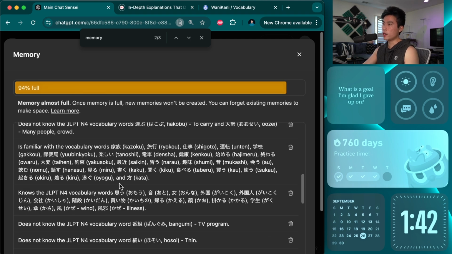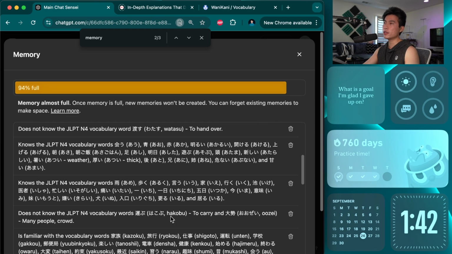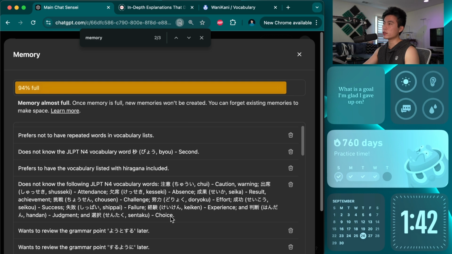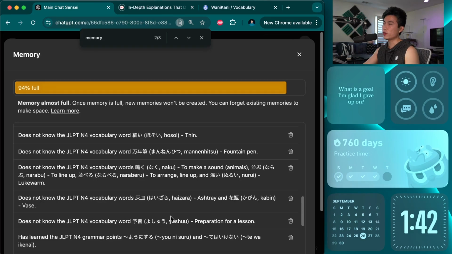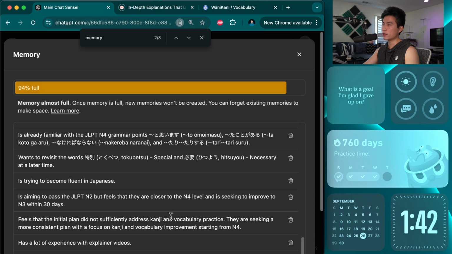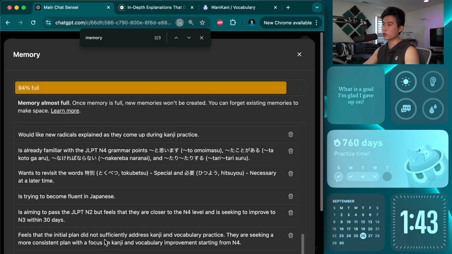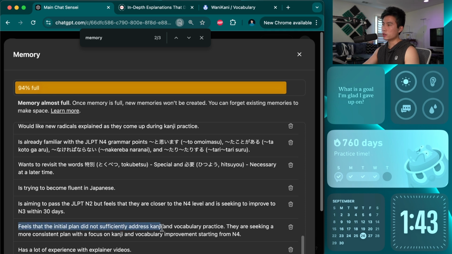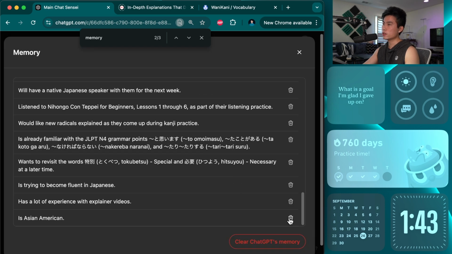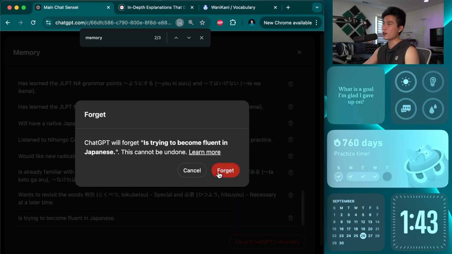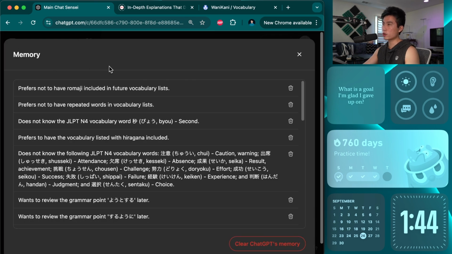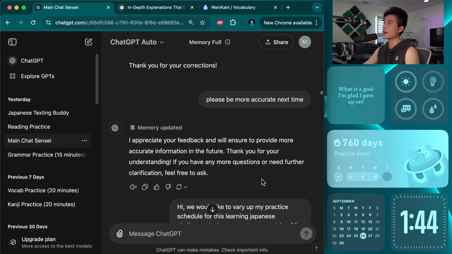Interesting. It seems to have put in all the words that I do know, which is really good, but it also seems like the memory is shared across different things because this isn't the vocab thing. It also has stuff like has a lot of experience with explainer videos and is Asian American. That's stuff that I did a long time ago for voiceover stuff. Feels that plans they're seeking more consistent practice. Okay, we don't need these. We definitely don't need this. I don't think it needs to know that I'm Asian American. I mean, this much is obvious. We're good with that.